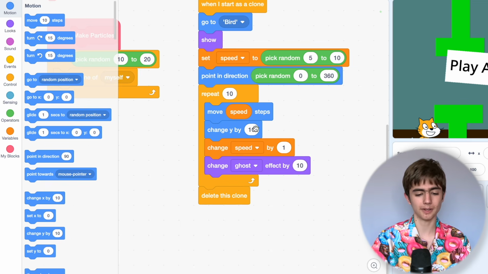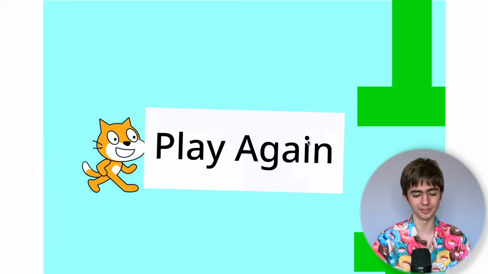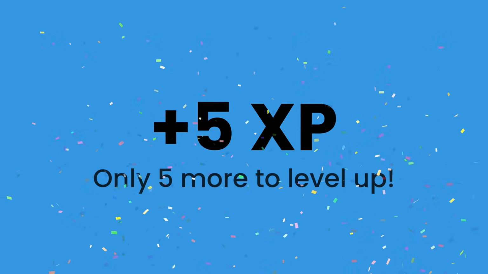Okay, it's looking cool. Maybe the particles should fall, like as if they had gravity. So change Y by -5. Oh, that's so cool. Yes. This is amazing. Our game looks so much better without even changing the art.